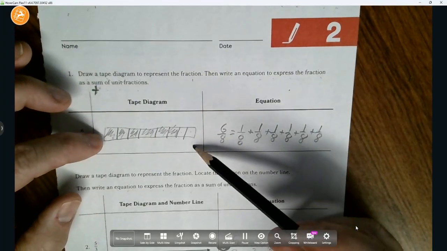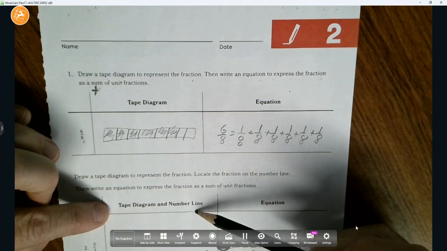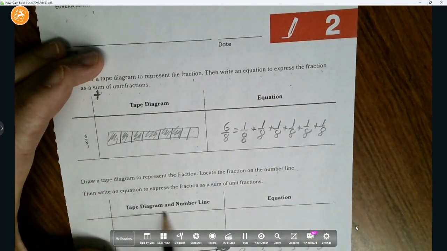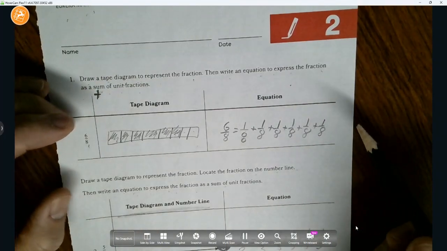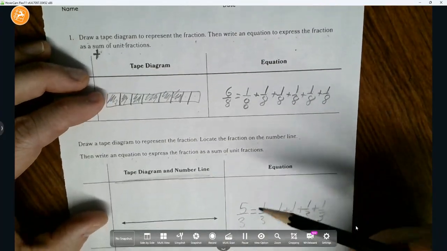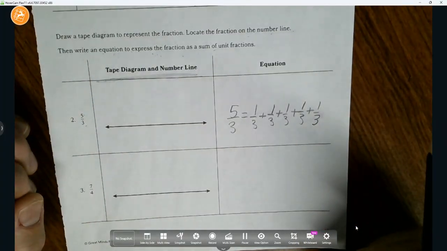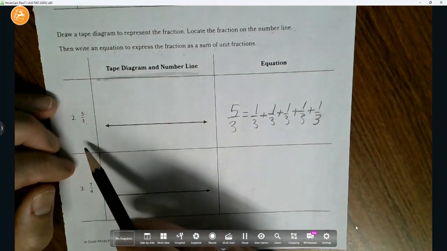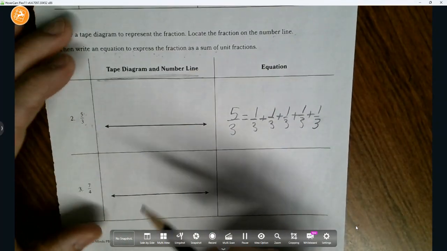We did a tape diagram. But this one says tape diagram and number line. Make sure you pay attention to this. Tape diagram and number line. So maybe if you draw your tape diagram right by the number line, that's going to help you figure it out. Just remember, you're going bigger than your number. Okay? Bigger than your number.